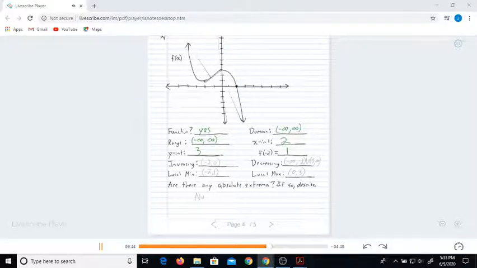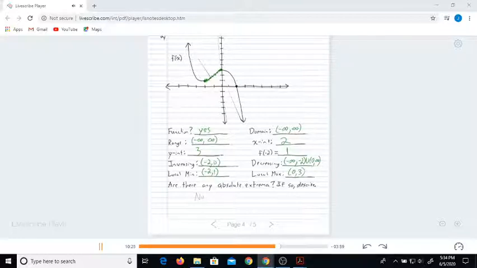And where is it increasing? So it's increasing from -2 until 0. So that's the only place in the graph where it's moving upwards. Everywhere else it's decreasing. So it's decreasing from negative infinity until negative 2 union 0 to infinity. And local minimums, those are like your valleys. So it's got a low point at negative 2 comma 1, and it's got a peak at 0 comma 3.